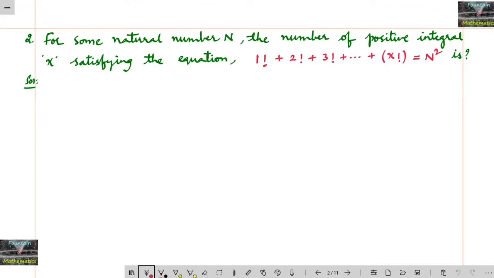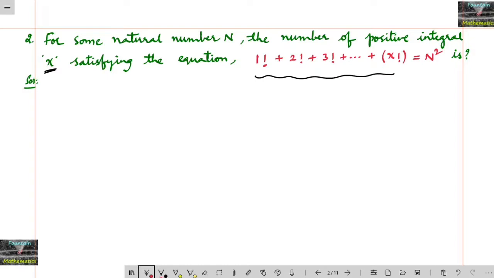For some natural number n, find the number of positive integral values of x satisfying the equation 1 factorial plus 2 factorial plus 3 factorial and so on up to x factorial is equal to n square. n is some natural number, and the square of this natural number is the sum of these x factorials. We need to find the number of positive integral values of x. It is like solving an equation, but this equation is given in terms of factorials.